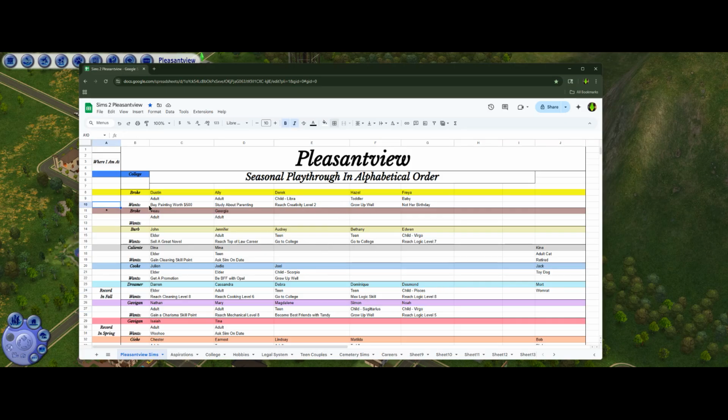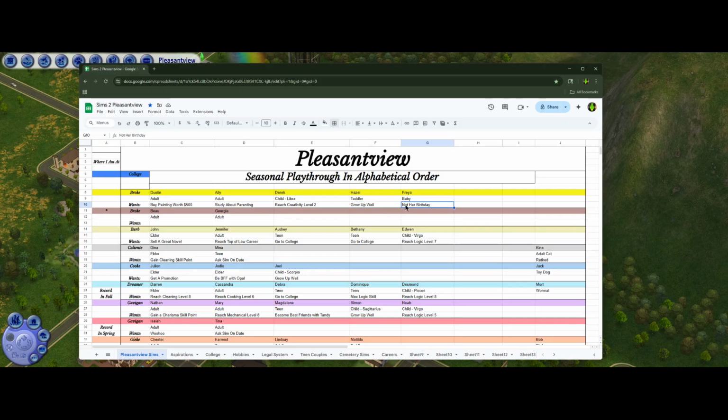For my wants, I like to put wants down just so I know which direction my Sims want to go when I leave the household in each season. So when I left him in winter, or spring, I'm sorry, I think we're in the spring rotation now, he wants to buy a painting worth $500, so he's all about wanting to buy things. That's where his mind's at right now. Allie wants to study painting. Derek wants to reach creativity level 2. Hazel wants to grow up well, because I believe it's her birthday when we come back into the Broke household.